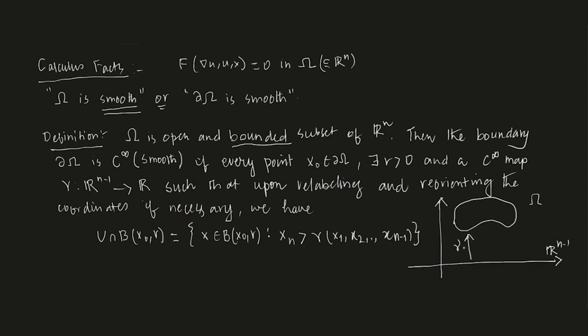This is gamma. So it is saying that the graph, I mean, if this set is C infinity, so basically the boundary of the set is C infinity. It means that the boundary is smooth. It means that you take any point on the boundary. Let's say this is the point on the boundary.